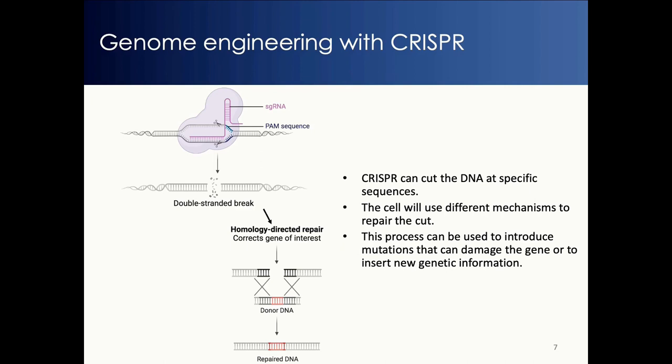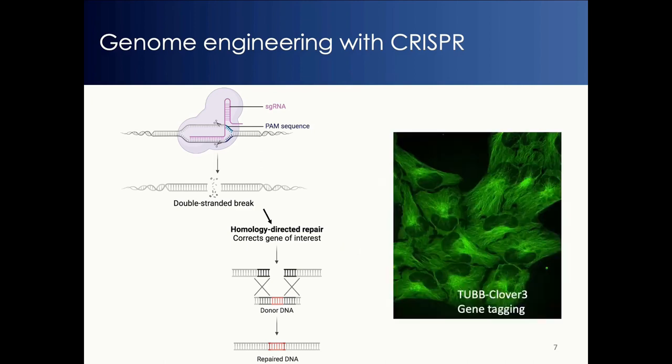So this process has been highly useful for inserting fluorescent proteins into proteins of interest in the genome of a cell. So now when the cell produces a protein, it will come naturally labeled with a fluorescent protein.